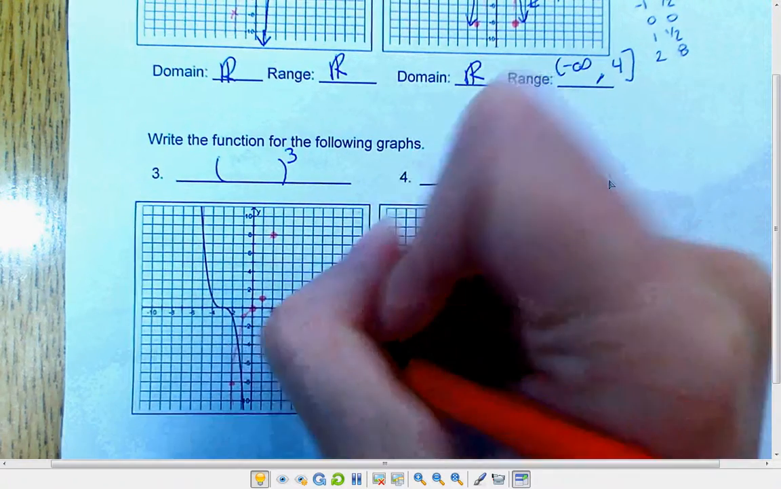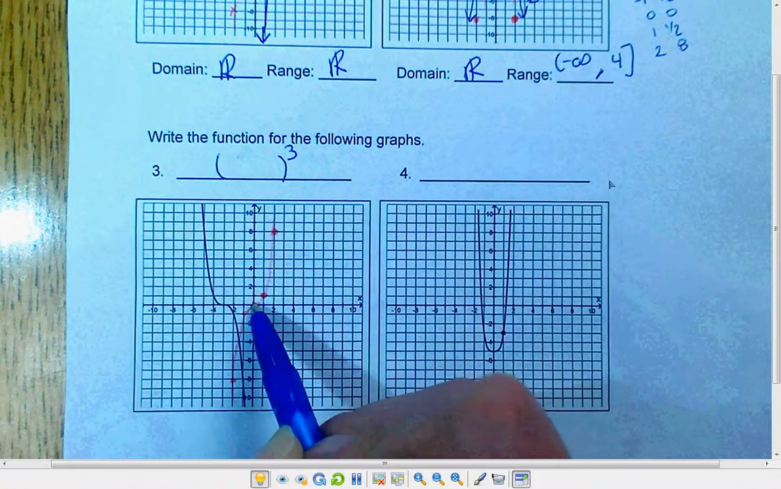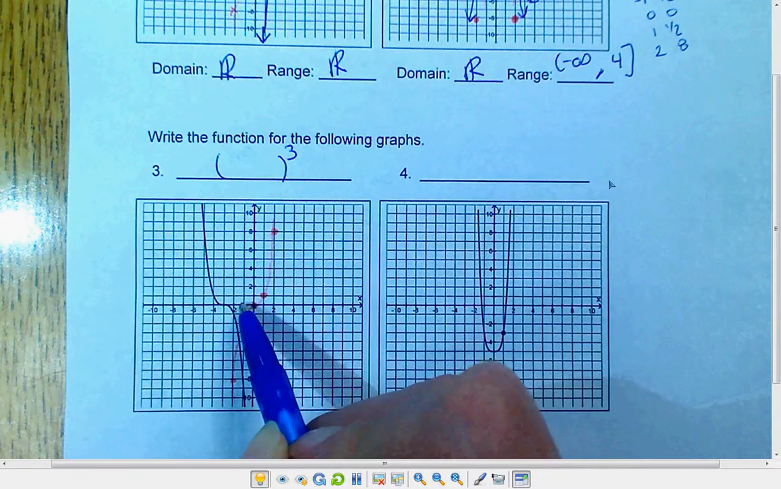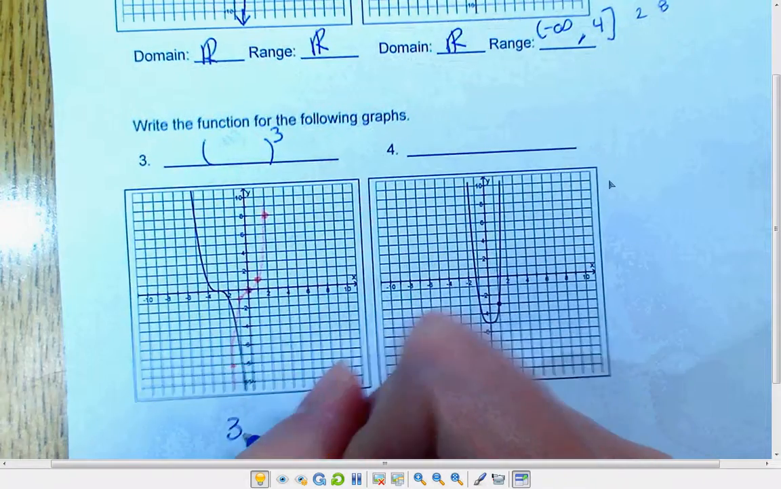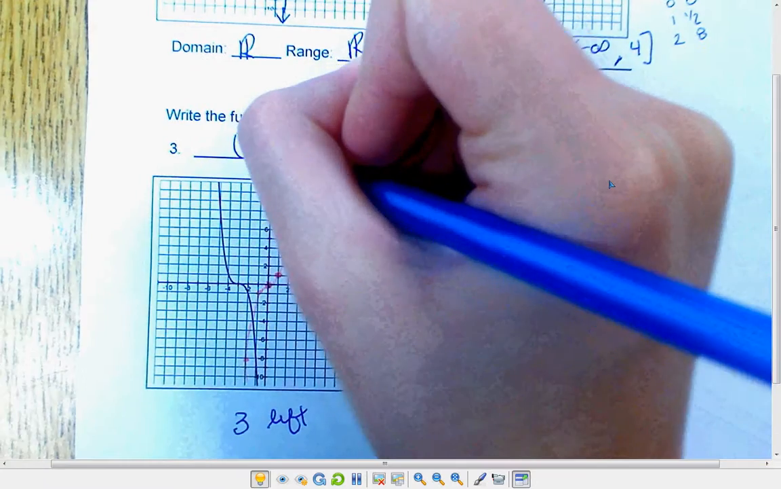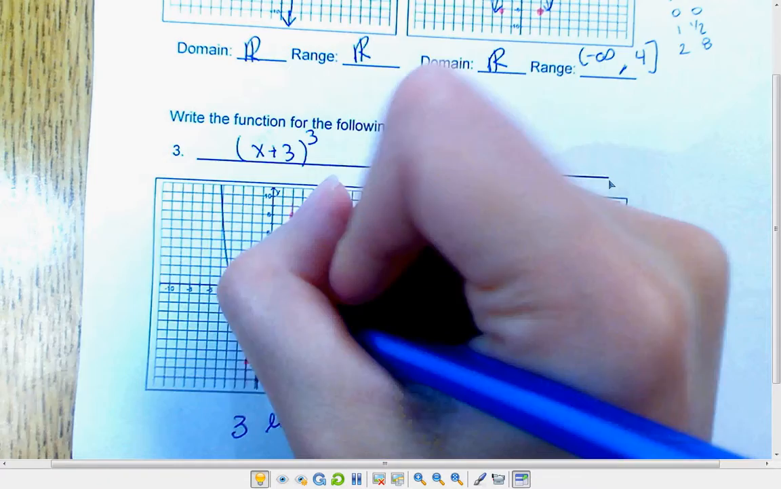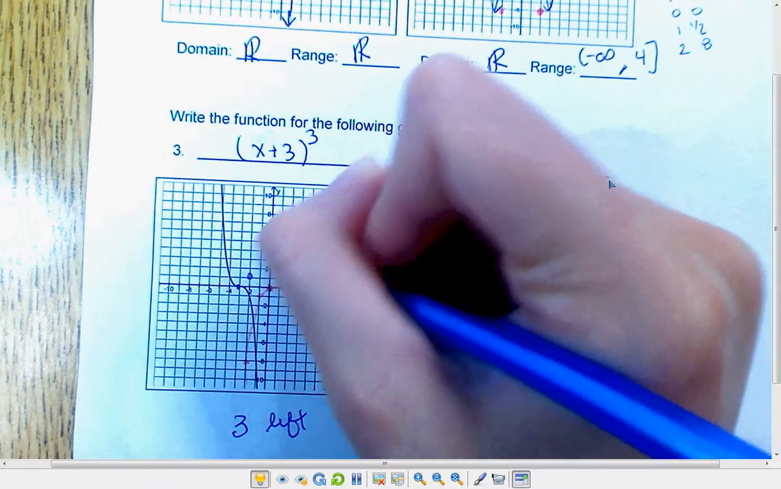So the first thing we've got to do is figure out, okay, how has this been shifted? So this point right here, the center point, has moved 1, 2, 3 to the left, which means inside of my parentheses I want to have an x plus 3, because it's moved 3 to the left. Once it's moved 3 to the left, what else has happened here?